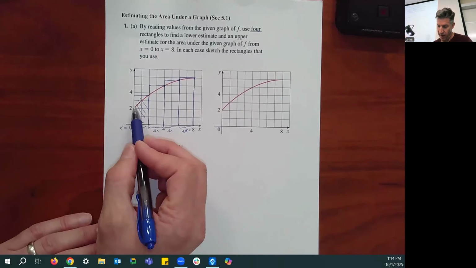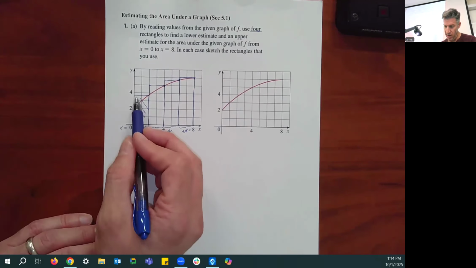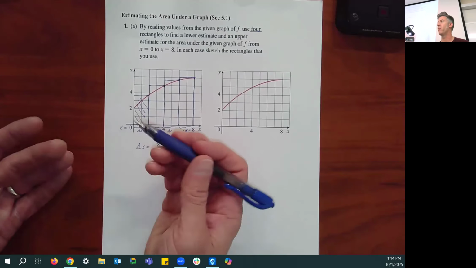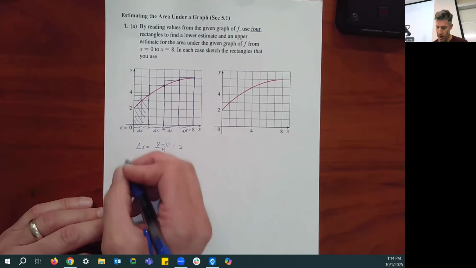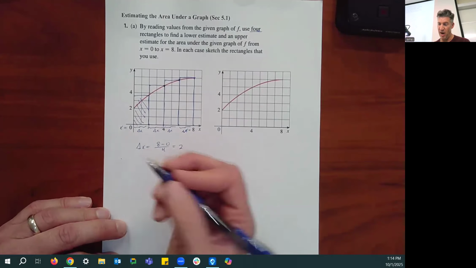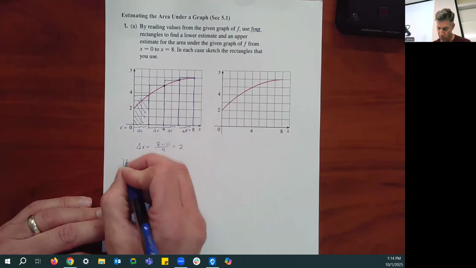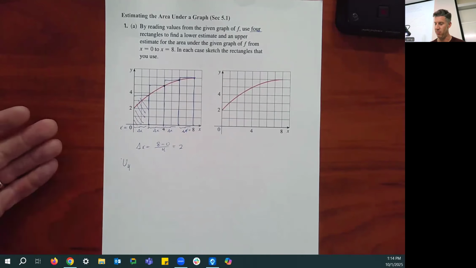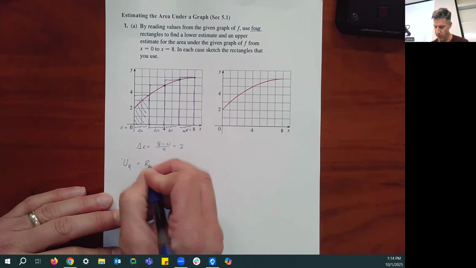I'm going to call that value there. Let's see. This is 2. This is 3. This is between 3 and 4. Yeah, it looks a little higher than halfway, but let's just call it 3.5. So the upper estimate here, yeah, they did say upper. So I'm going to say U4, my upper estimate using 4 rectangles. You could also call it R4 because we are using right endpoints to estimate it. It doesn't really matter what you call it, but try to be appropriate here.